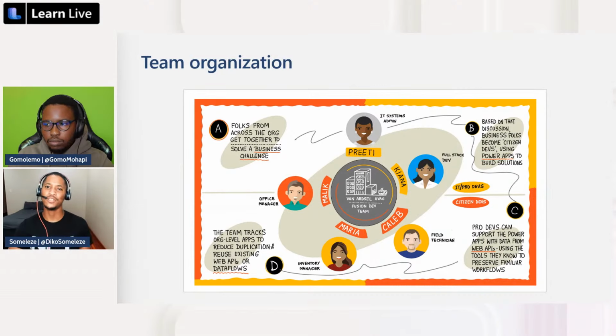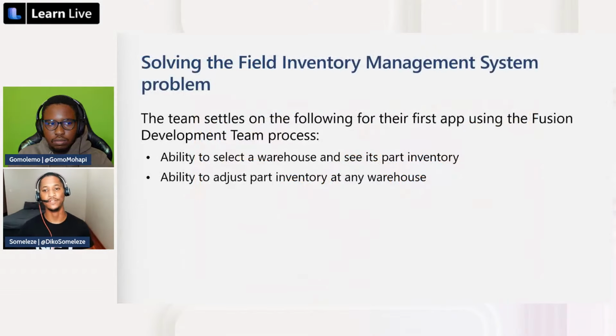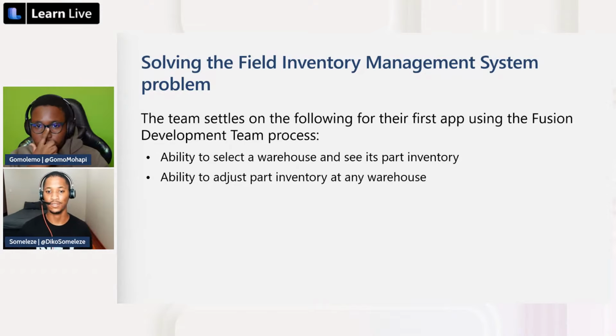Okay, but the question is, how do we actually solve the field inventory management system? In this case, the team needs to settle on two things for their first app using the Fusion development teams process. Firstly, the ability to select a warehouse and see its part inventory, and the ability to adjust part inventory at any warehouse. While this sounds pretty straightforward, it will give the team practice at having citizen developers create Power App applications powered by a web API that returns warehouse locations and part inventory.